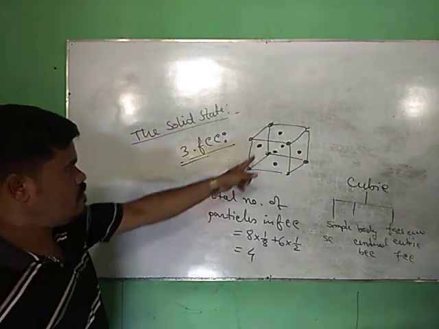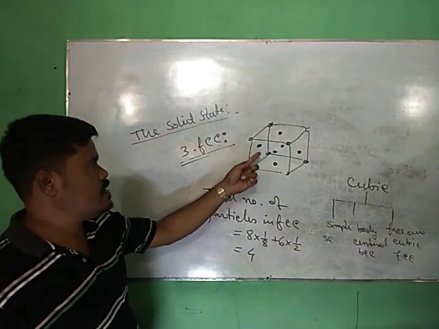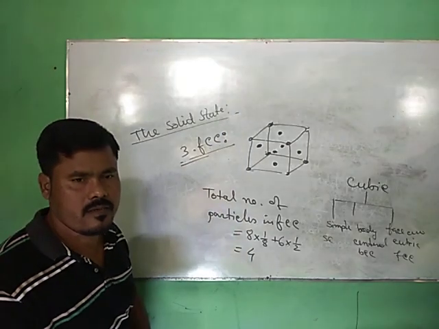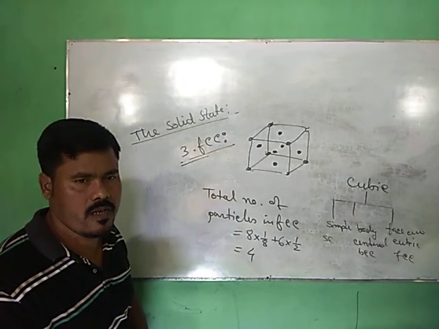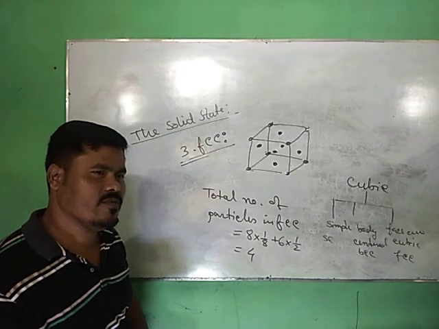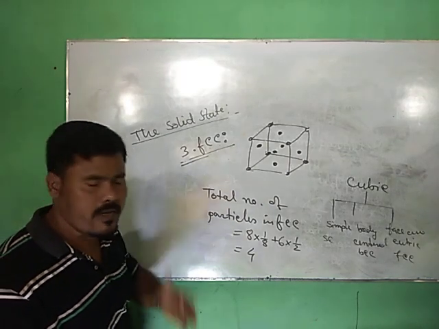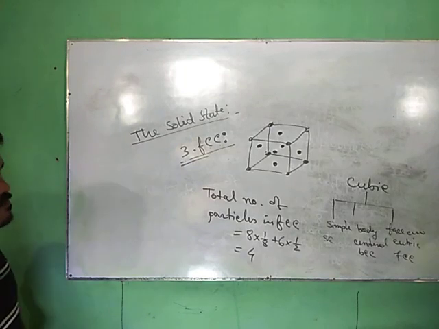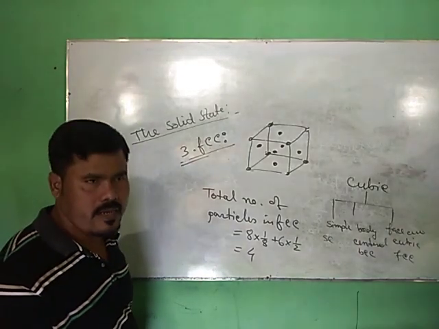Here also, I mention the total number of lattice sites. What is this? 8 plus 6. Total is 14. So 14 lattice sites or lattice points are present in the face centered cubic unit cell.